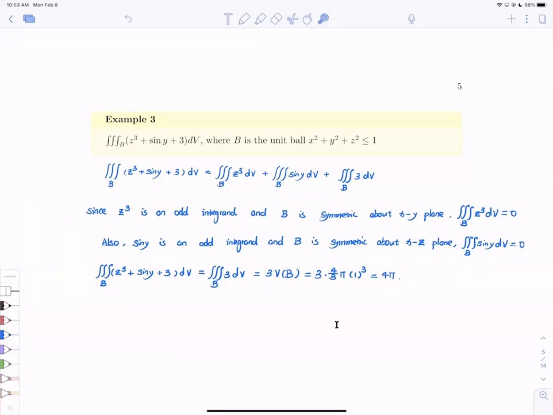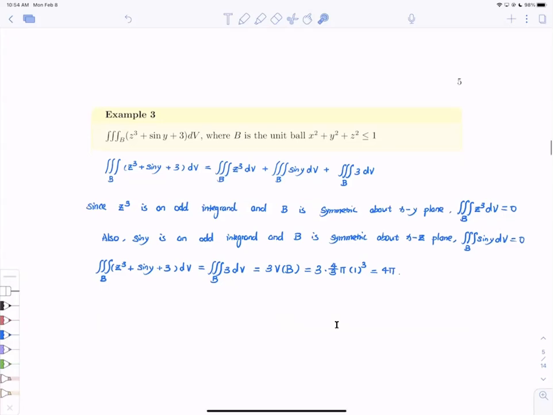If no question, the thing that you need to make sure is that your region B has to be symmetric about the plane that does not. So if it's a function of z, then it has to be symmetric about xy. If it's a function of x, it has to be symmetric about yz. If it's a function of y, then it has to be symmetric about xz. So that's what you need to be careful with. Other than that, it's pretty simple.